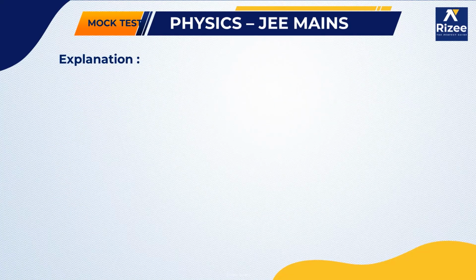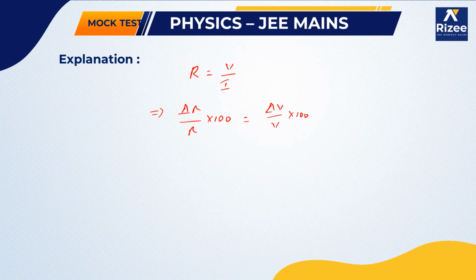Now, what is the relationship between the resistance, the potential difference and the current? From Ohm's law, R can be written as V by I, and in the case of errors, you can go for delta R by R into 100. The percentage error in the resistance is equal to delta V by V into 100 plus delta I by I into 100. So this is the percentage error I am calculating here.